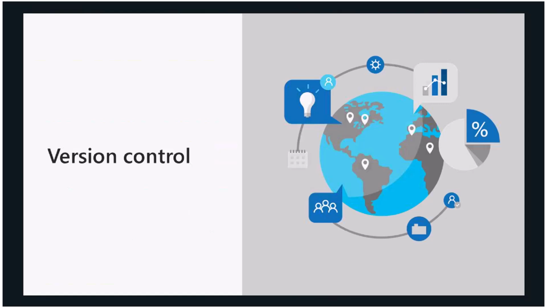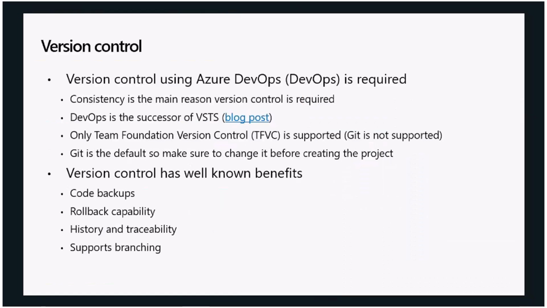The first thing that we're going to talk about is version control. It ties everything together, and version control using Azure DevOps is required, and the main reason we use version control is not specific to Dynamics 365 for finance and operations, but it's consistency. Right? This makes sure that all of our developers have the same code, and all of our deployable packages have the same code. As I mentioned before, DevOps is the successor to Visual Studio Team Services or VSTS. In DevOps, only Team Foundation version control is currently supported, which means Git is not supported. When you create a project, Git is the default, so make sure you change that to Team Foundation version control.